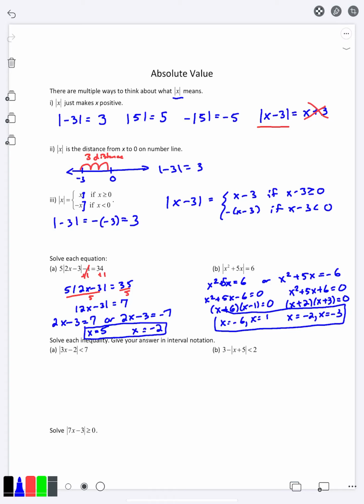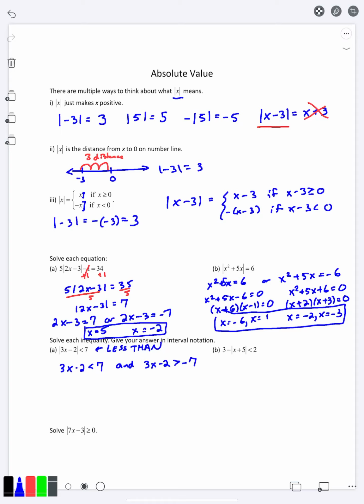Okay. Next up, we have absolute value inequalities. And there's basically 2 situations. Either you're going to have absolute value less than a number or absolute value greater than a number. So this is a less than problem here. And when you go to less than, you're going to rewrite this as 3x minus 2 is less than 7, and 3x minus 2 is greater than negative 7. So we need the number to both be less than positive 7 and greater than negative 7.